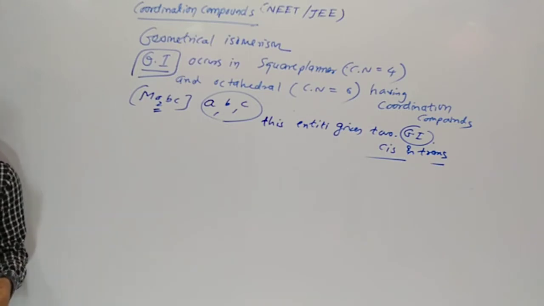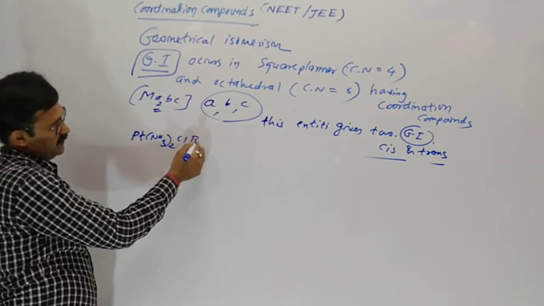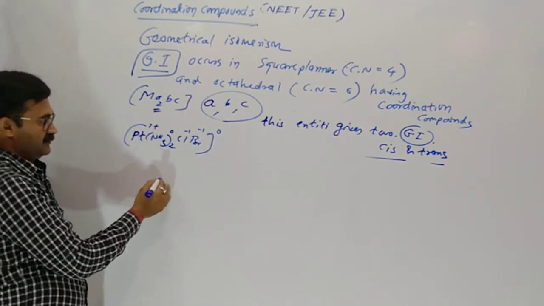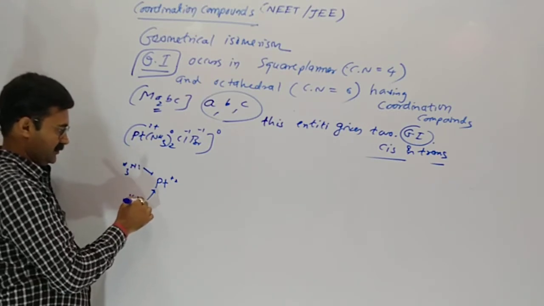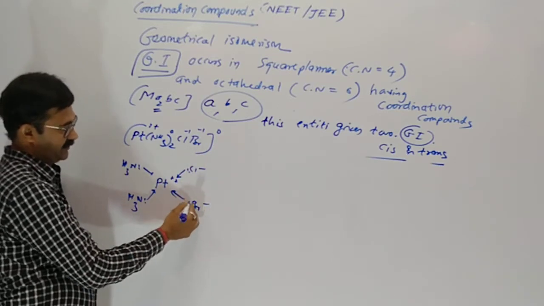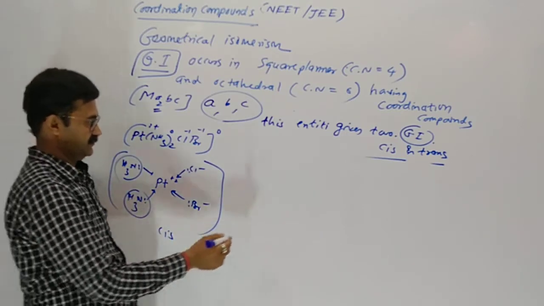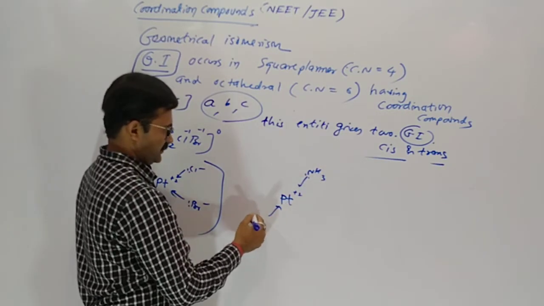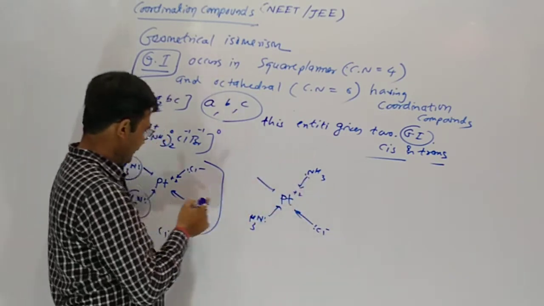I am giving you an example: Pt(NH3)2ClBr, with charge 0. Here platinum is combining with 2 amines. Both amines are close to each other, with chlorido and bromido here. So two same ligands are very close, so cis. Here two amines are arranged opposite to each other at 180 degrees. Here both are at 90 degrees.